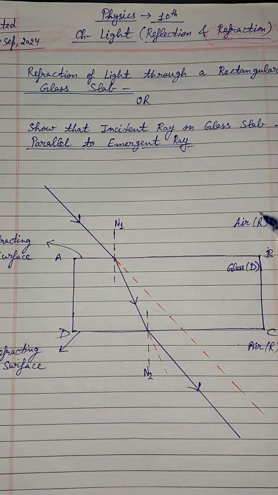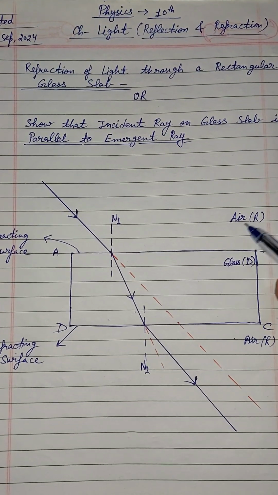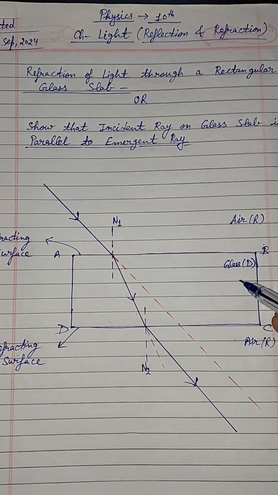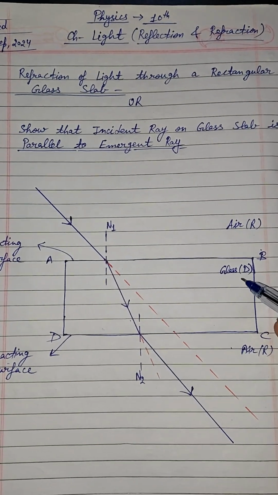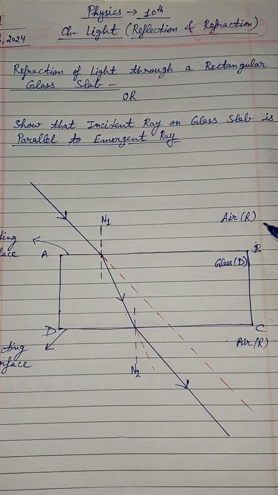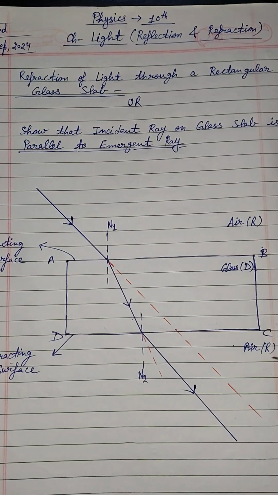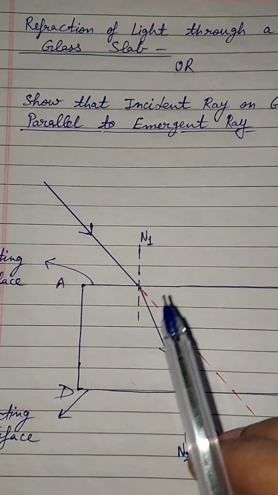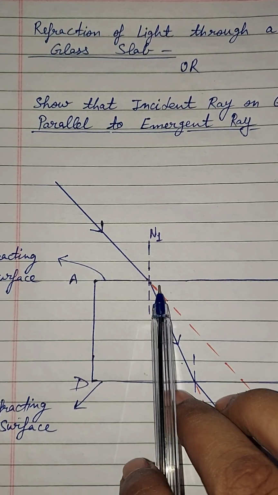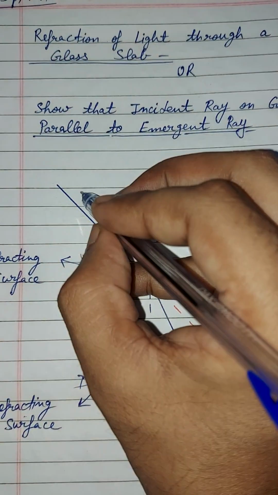Now this is the medium air, which is a rarer medium. This is glass. This rectangular glass slab is made up of glass. It is a denser medium as compared to the air, and again this is air. Now when we incident a ray of light on this glass slab, this is the incident ray.